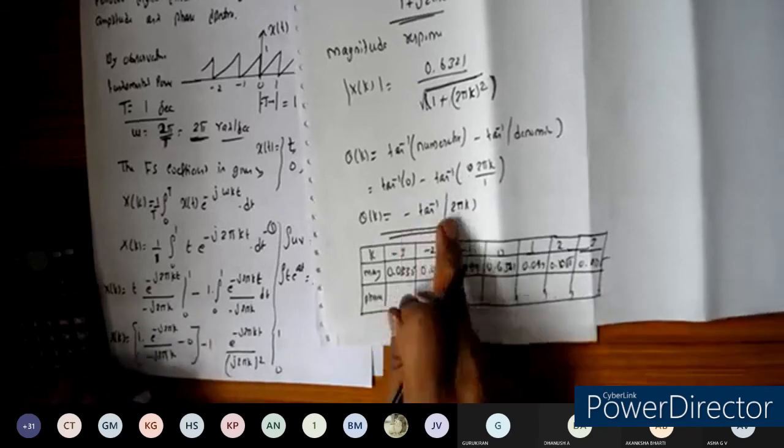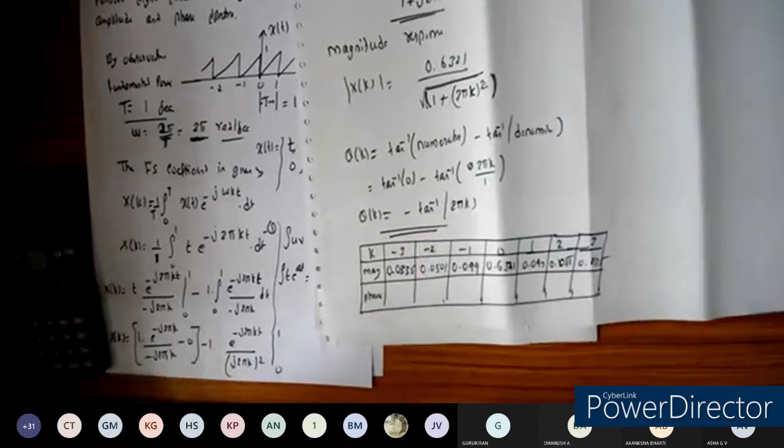Similarly, for the phase response, you can substitute minus tan inverse of 2 pi k.